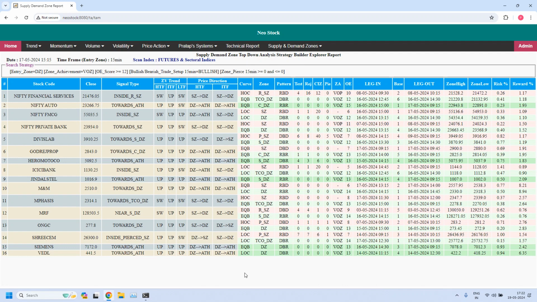Also, I explained how I drew a zone in TradingView by taking the timestamp of a particular stock's leg in, base candle count and leg out. Okay, now let's move on to the bearish trade setup for daily income trade.